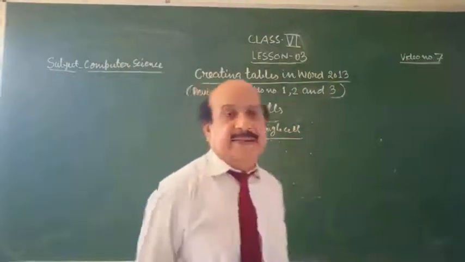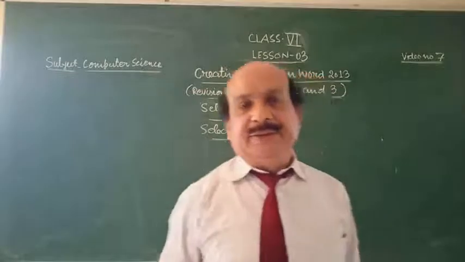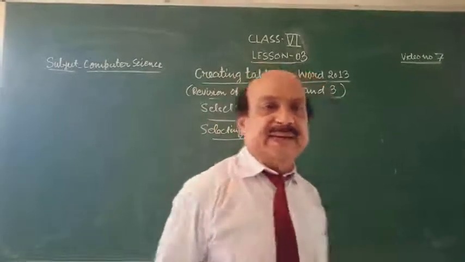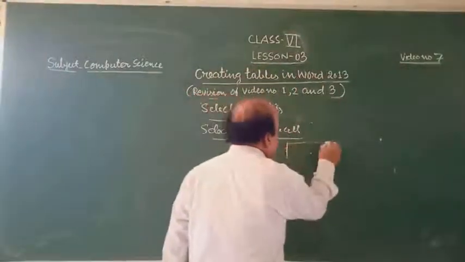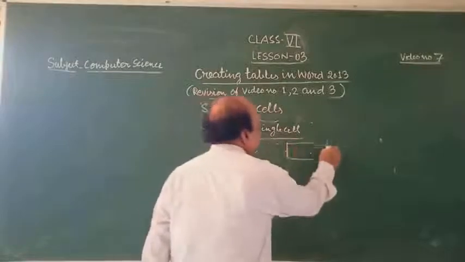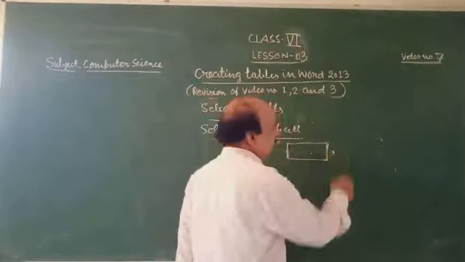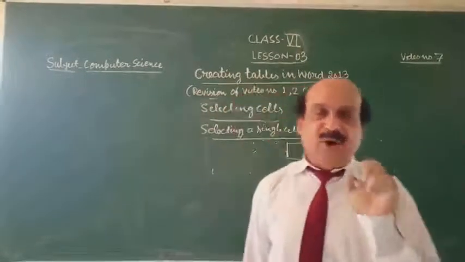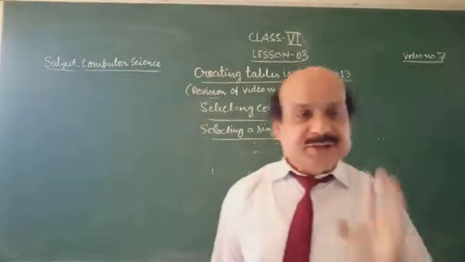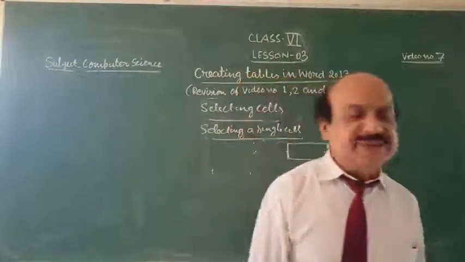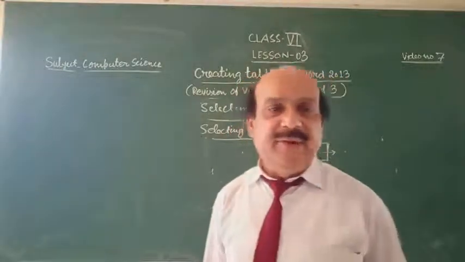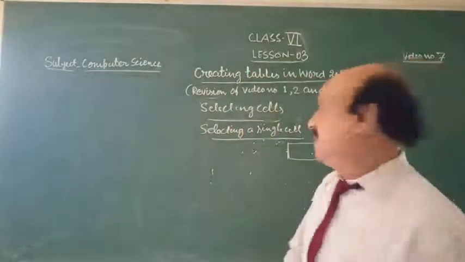Selecting a single cell: triple click inside the cell to select the cell. So here, if you want to select this cell, you put the mouse pointer here and click the mouse pointer three times, triple click, so that particular cell will be selected. This is the way we can select a single cell.